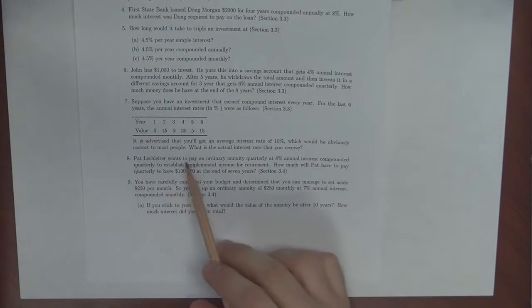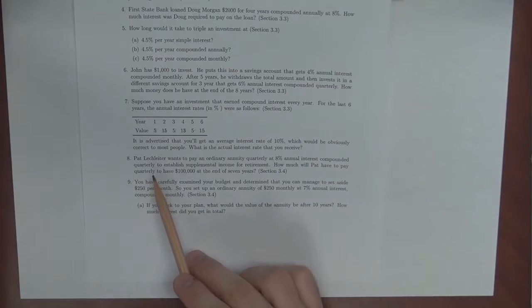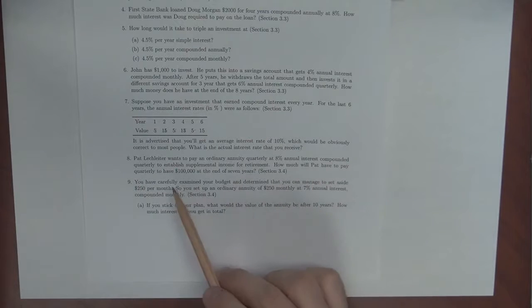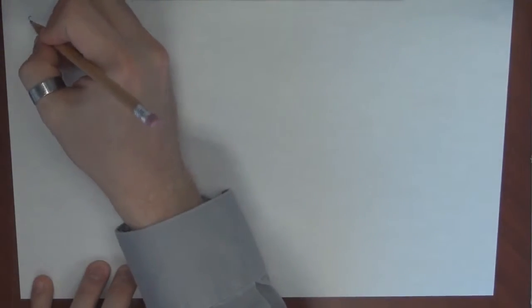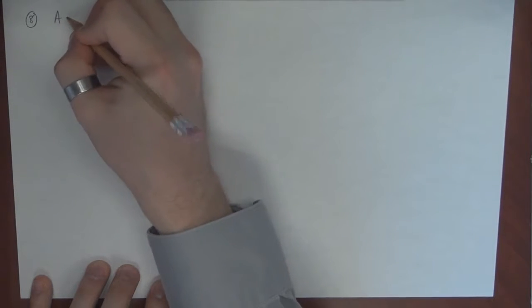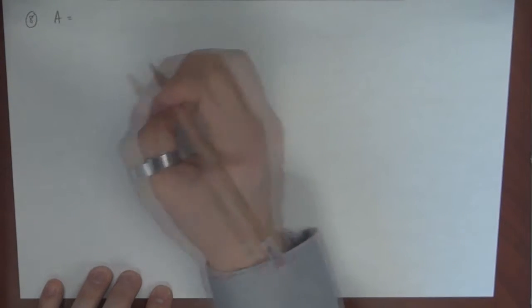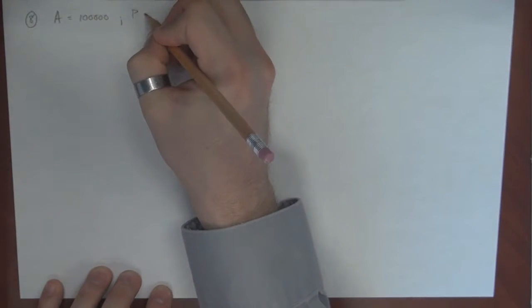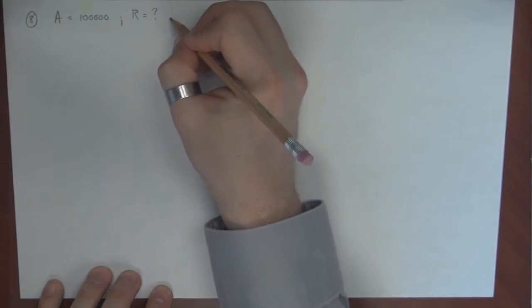For number 8, Pat wants to pay an ordinary annuity quarterly at 8% annual interest, compounded quarterly, to establish supplemental income for retirement. How much will Pat have to pay to have $100,000 at the end of 7 years? So now I have an ordinary annuity in number 8. I want, hopefully just one thing, and hopefully in my formula I have everything else. So I have my target end value of 100,000. I have my payment as the thing that I'm looking for.